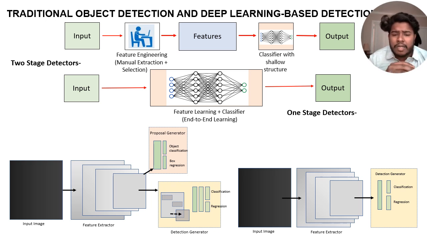The next method is the one-stage detector. A one-stage detector basically has less accuracy than two-stage detectors. They have an input image, they have a feature extractor, and then they directly do the detection generator, that is the classification or regression of the image or the output. This method has a direct connection. Because of that, these methods are much faster than two-stage detectors, but they are less accurate.